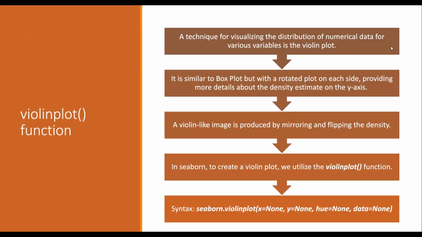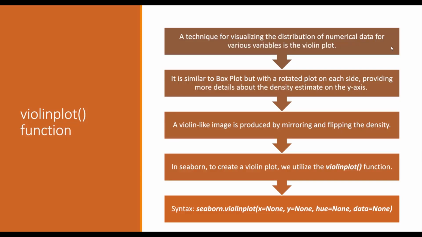Basically, a technique for visualizing the distribution of numerical data for various variables is called a violin plot. It is similar to the box plot, with only one difference. It is a rotated plot on each side, providing more details about the density estimate on the y-axis. It also has a shape like a violin, which is produced by mirroring and flipping the density. And the benefit of the violin plot over the box plot is that it can highlight variation in the distribution that a box plot can't.